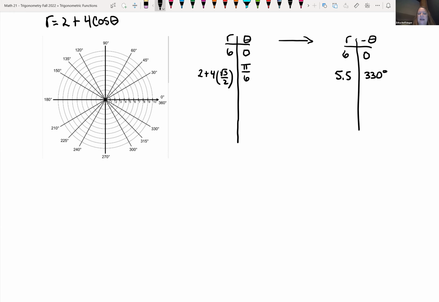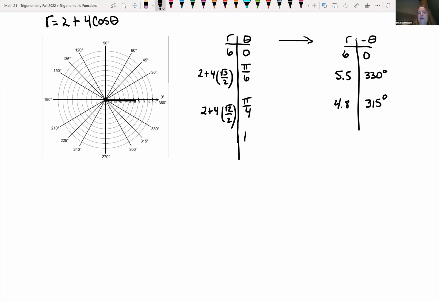So now let's plug in 45 degrees, or pi/4. So I know that's root 2 over 2, so that would give me 2 plus 4 times root 2 over 2. 2 goes into 4 twice, so that's the same thing as 2 plus 2 square roots of 2. That gives us approximately 4.8. So a reflection across that polar axis is going to be the same thing as 315 degrees.